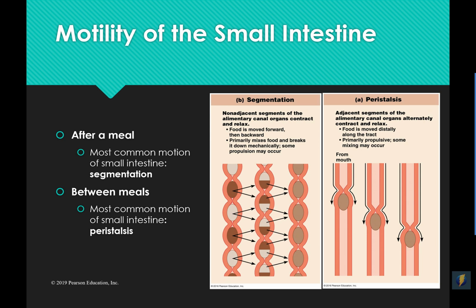Initially, right after you have eaten a meal, primarily what your small intestine is going to be doing is segmentation. As it receives a little bit of chyme from the stomach, it's going to mix that with the bile from the liver and the pancreatic juices, and just mix it all together. Allow the enzymes to break down the foods, and then between meals it's more peristalsis, so that we're moving that mass of pancreatic juices and bile and chyme and food and partially digested stuffs through the small intestine.